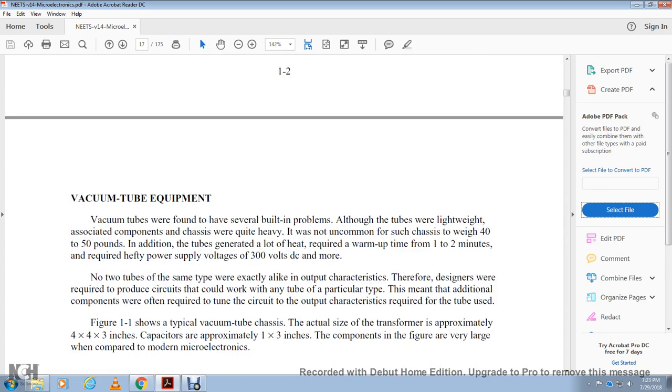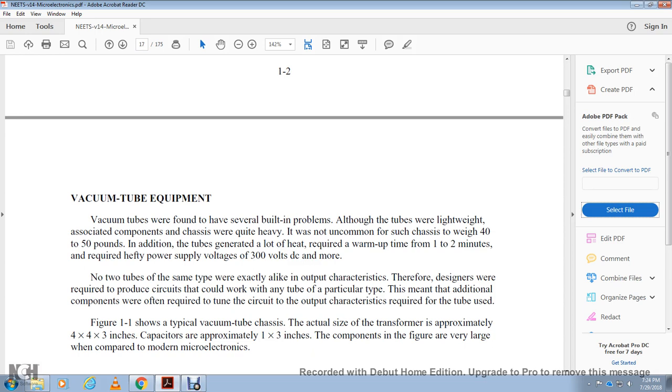Vacuum tube equipment. Vacuum tubes had several problems involved with them. The components were quite heavy, and the transformers could weigh 40 to 50 pounds. Additionally, the tubes generated a lot of heat, required a warm-up time of one to two minutes, and required a heavy power supply of 300 volts DC or more.